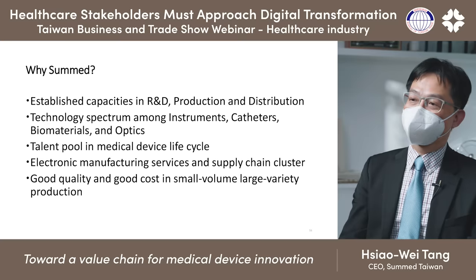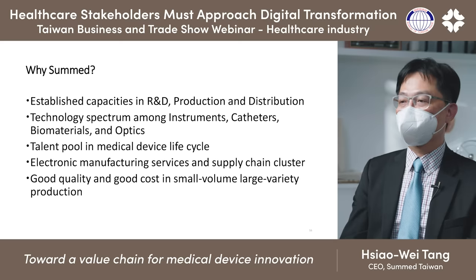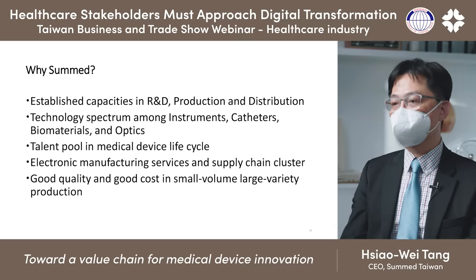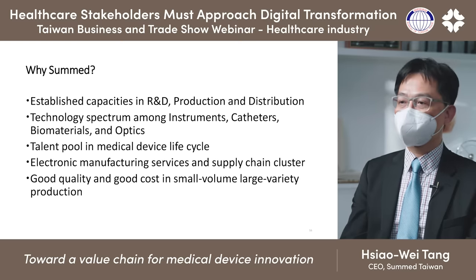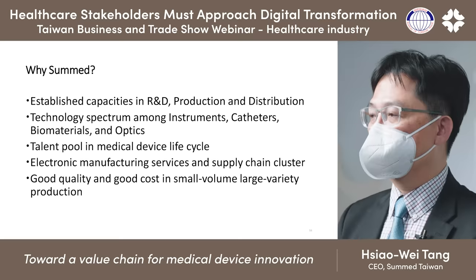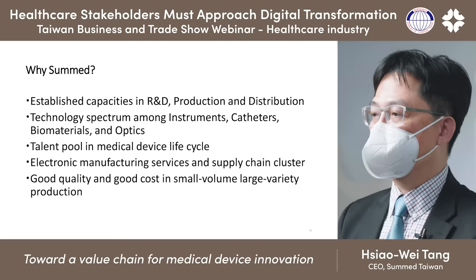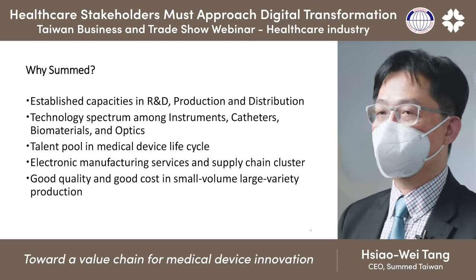In conclusion, the medical device industry is facing a critical need from political, economic, social, and technological influences. We all agree that aging society, COVID-19, and national conflicts will change our world. But I believe a better world with good quality and good price medical devices can be achieved by Taiwan.